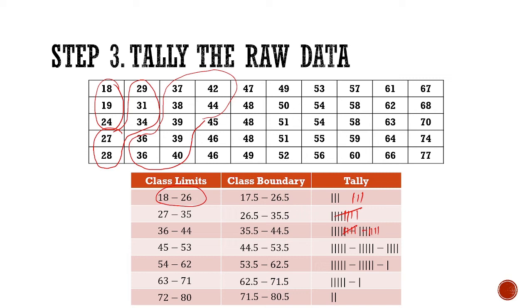Then we have 14 for 45 towards 53. So as you can see there, we have there 14. 54 to 62. So we have there 5 plus 4, 9 plus 2, 11. Okay, we have there 11. Then we have 63 to 71. So that will be 6. And lastly, 72 to 80, which is 74 and 77, which means that is 2. So that is our tally.